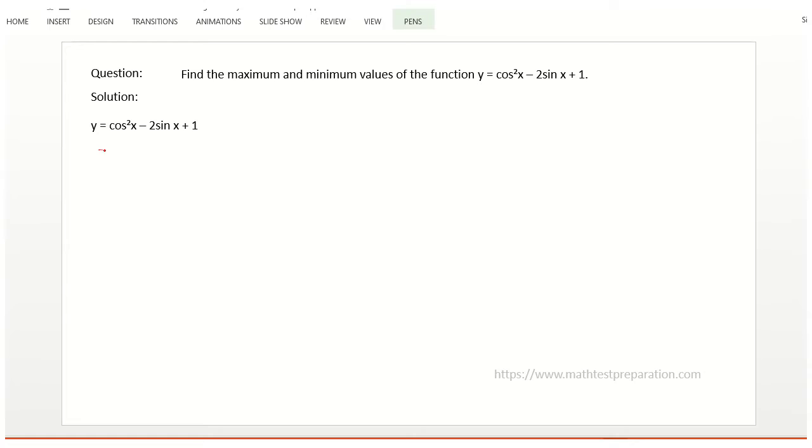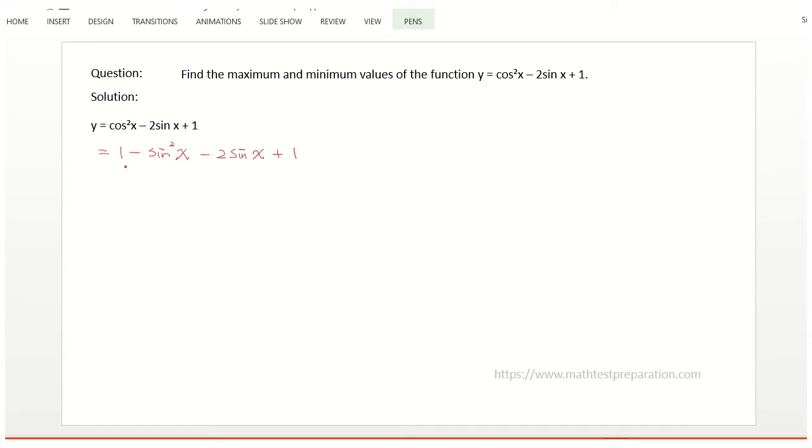First, we are changing the cosine x squared into sine x squared. Cosine x squared equals 1 subtract sine x squared. Here, subtract 2 times sine x plus 1.